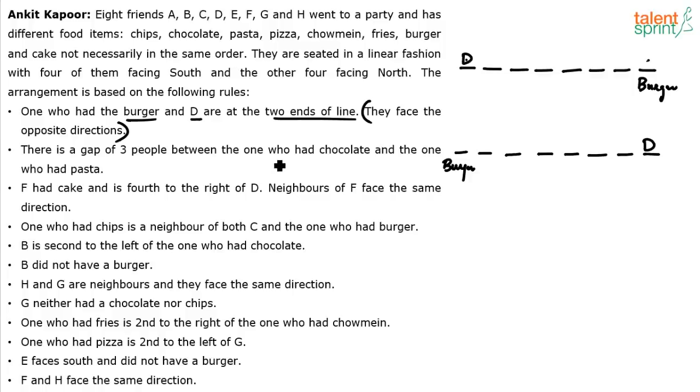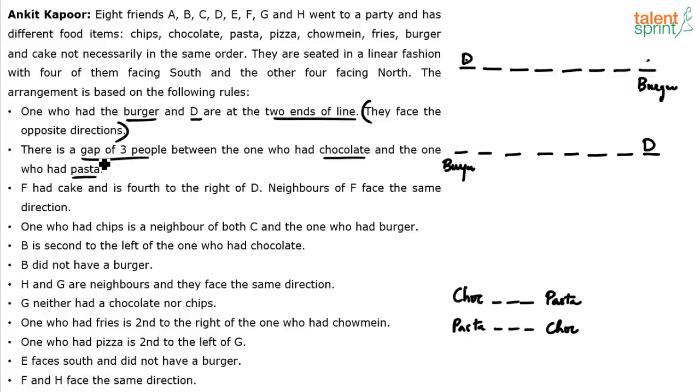There is a gap of 3 people between the one who had chocolate and the one who had pasta. Now this cannot be applied immediately, right? But what we can do is represent it pictorially. Like for example, it would be like this: chocolate dash dash dash pasta, or it can also be pasta dash dash dash chocolate. Remember, he has not mentioned which comes first.